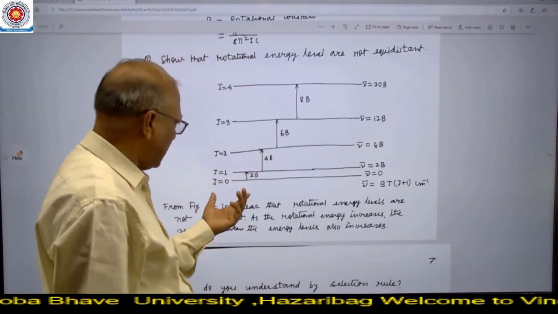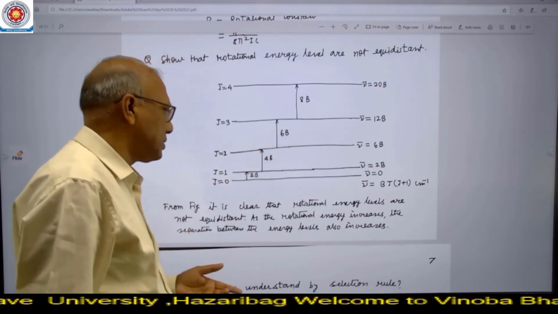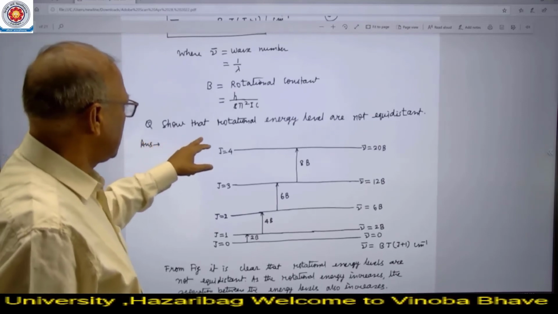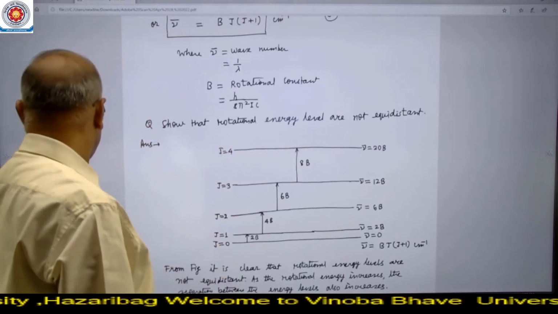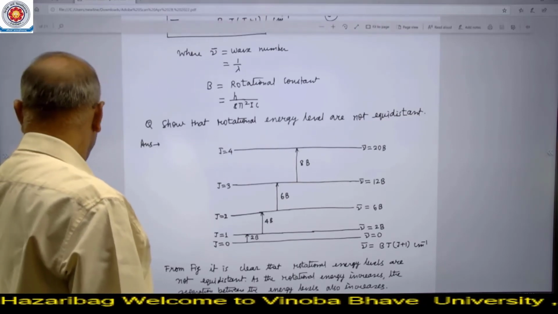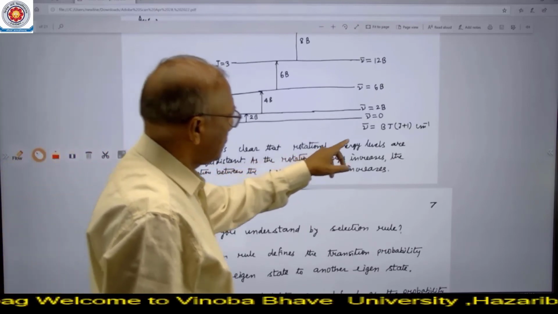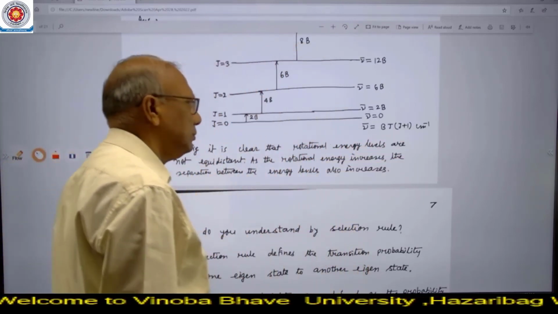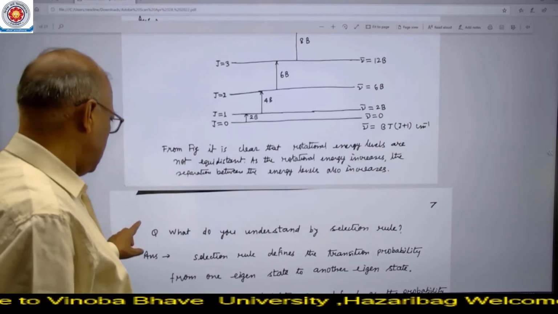Now it is very clear that the distances are 2B, 4B, 6B, 8B, that is, not equal. So the question is why the rotational energy levels are not equally spaced. This is due to the value of the wave number of different rotational energy levels.